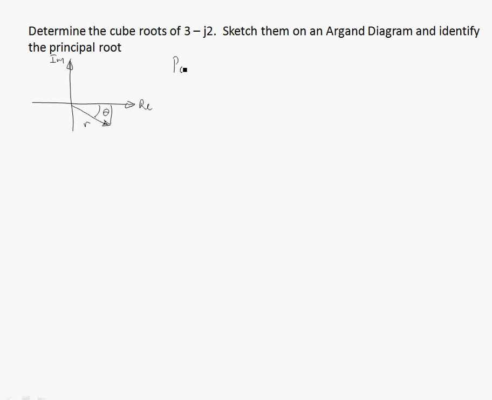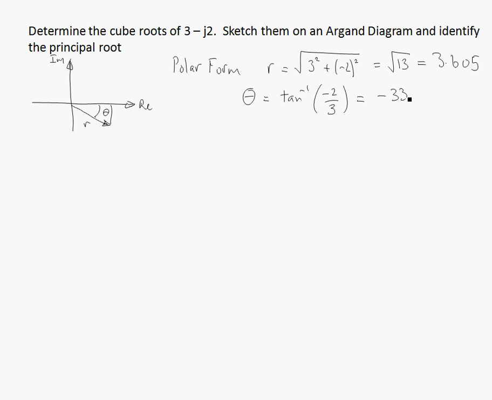Okay, so let's find the polar form of that complex number. The magnitude is the square root of 3 squared plus minus 2 squared, which comes out to be square root of 13, or 3.605. The argument is the inverse tan of the imaginary part, which is minus 2, over the real part, which is 3, and if you put that in your calculator, I've worked that out in degrees to be minus 33.69, and that seems about right according to our little diagram. So the polar form is 3.605 at minus 33.69.